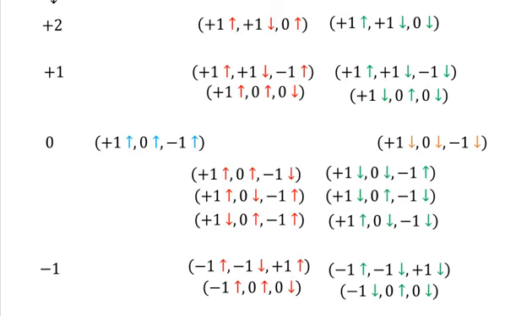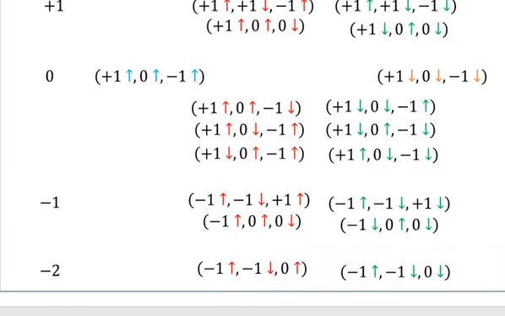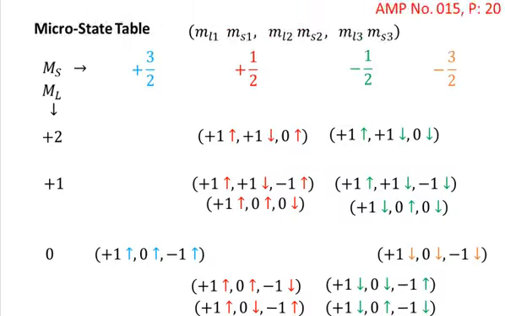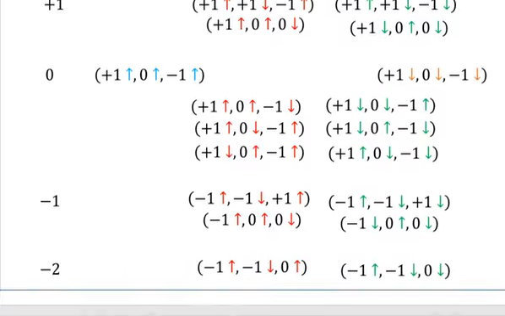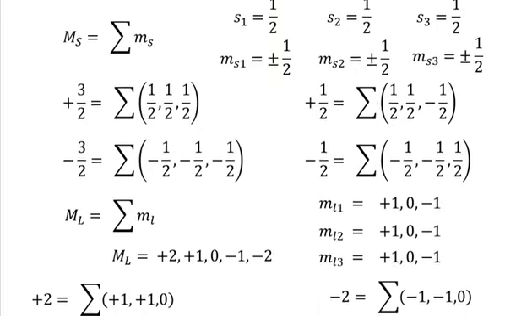Similarly, corresponding to M_L equal to -1, you have 4 sets. Similarly, corresponding to -2, you have 2 sets over here. So the total number of these sets is actually 20. You can count them by yourself. So the 20 values are allowed. And this is what I have explained.